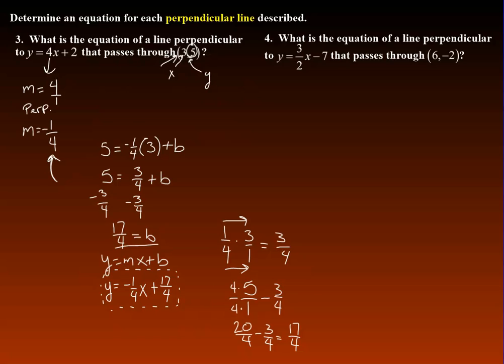Okay, yours should come out a lot nicer than that because 3 will go into the 6, so it works out well. So I'm going to go ahead and pause it, and you're going to try number 4 right now, and then you'll click continue when you're done.